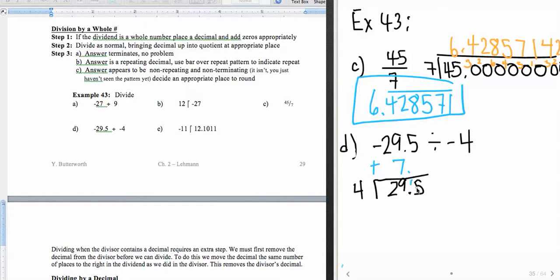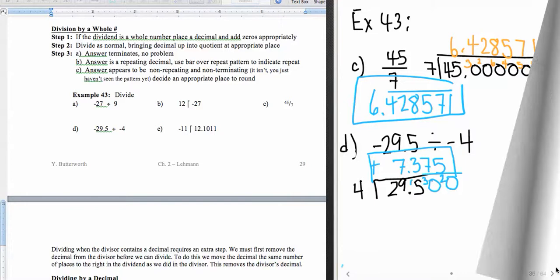So 4 will go into 15. That will go in there 3 times, and I'll put a 0 over here. 12, 15 minus 12 is 3. 4 will go into 30 7 times, and then we have 28, and so there's 2 left over, and 4 will go into 20 5 times, and so we see another terminating decimal. Anytime you're dividing by a 4, you know you're going to get a terminating decimal.